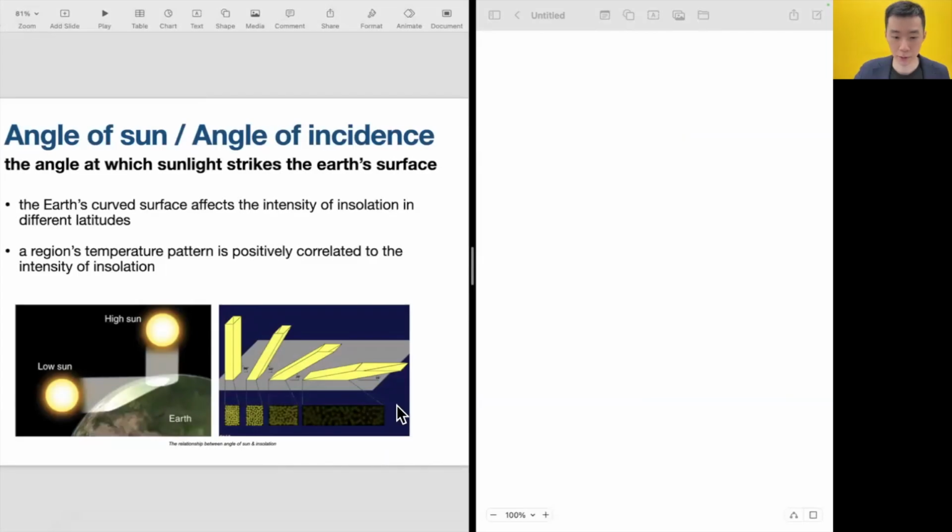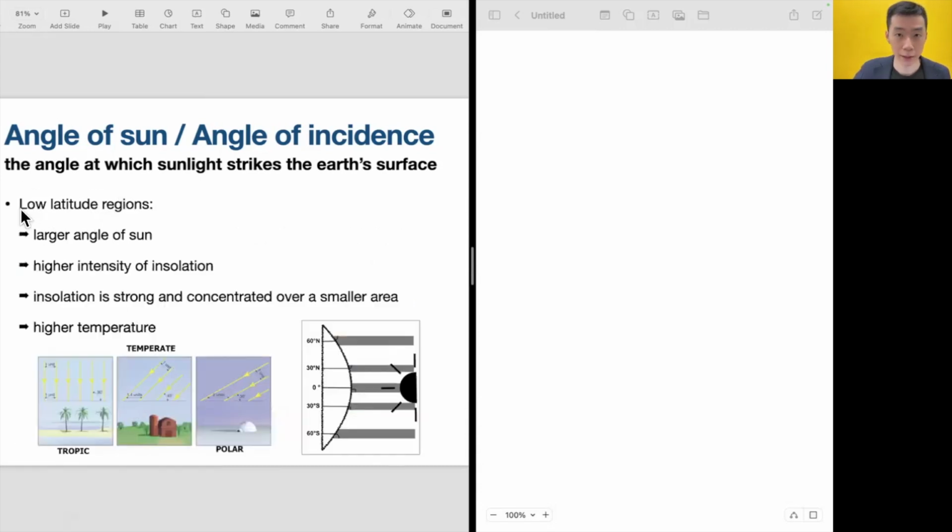Okay, so now from the experiment, we know that with a higher angle of sun, the intensity of insolation is stronger, and with a lower angle of sun, the intensity of insolation is weaker. So it applies to low latitude regions. At around the tropical region and equatorial region, a high angle of sun and high intensity of insolation means that the temperature is higher. That's why if you go to the tropical region or equatorial region, you can expect a relatively high temperature. In the high latitude regions with a smaller angle of sun, insolation is weaker, so we have lower temperature. That's why at the North Pole and South Pole, we expect relatively low temperature.